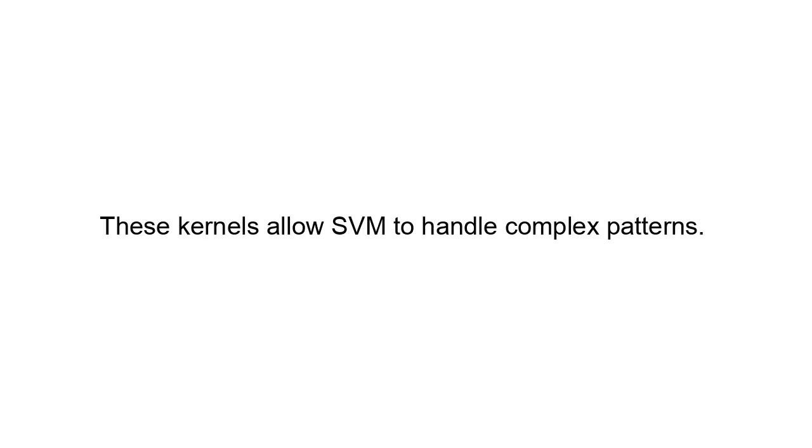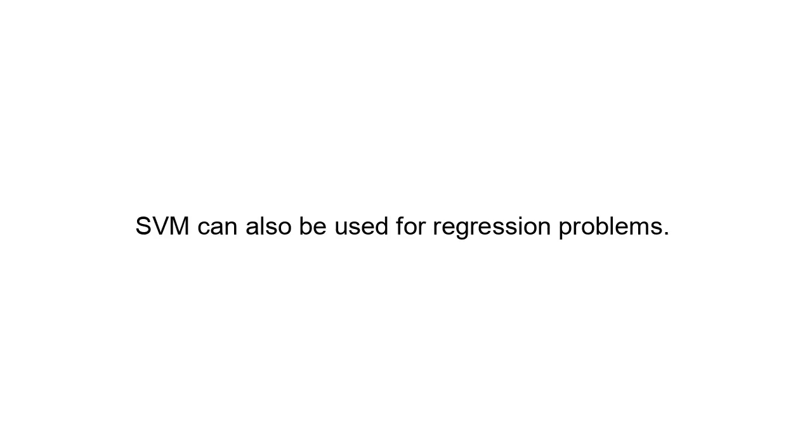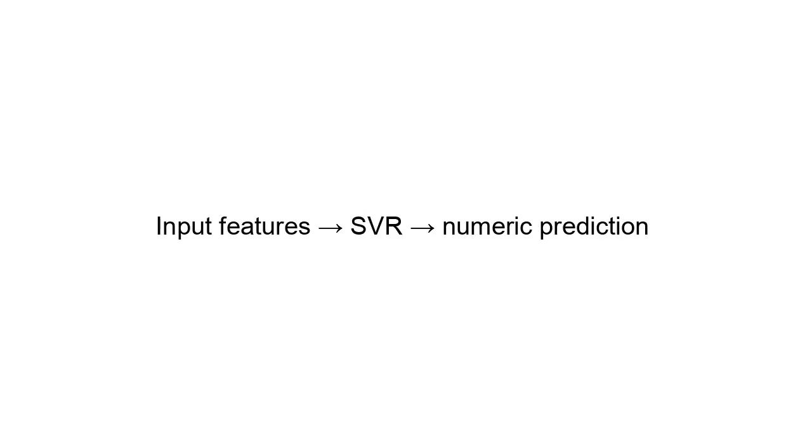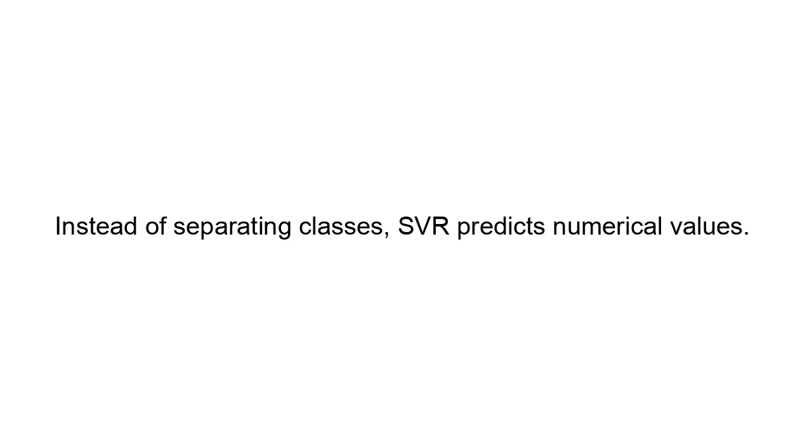SVM for regression. SVM can also be used for regression problems. This version is called support vector regression, SVR. Example applications include stock price prediction, sales forecasting, and demand prediction. Example concept: input features mean SVR means numeric prediction. Instead of separating classes, SVR predicts numerical values.